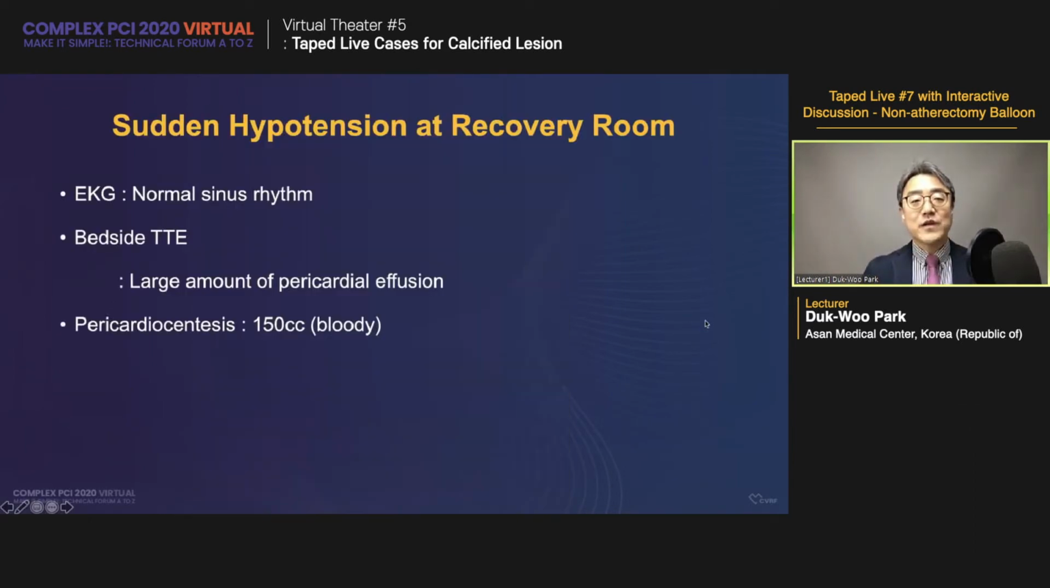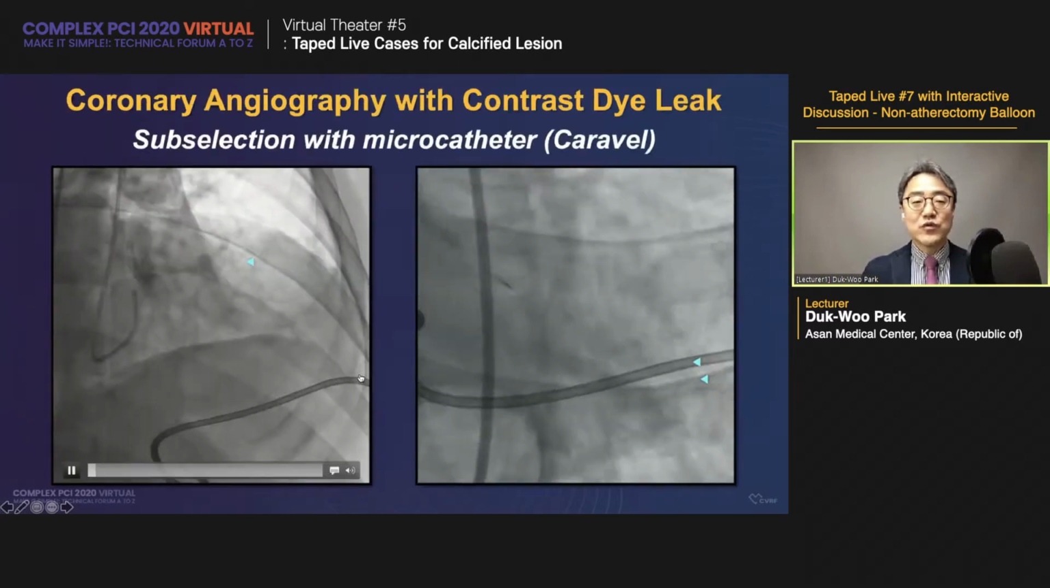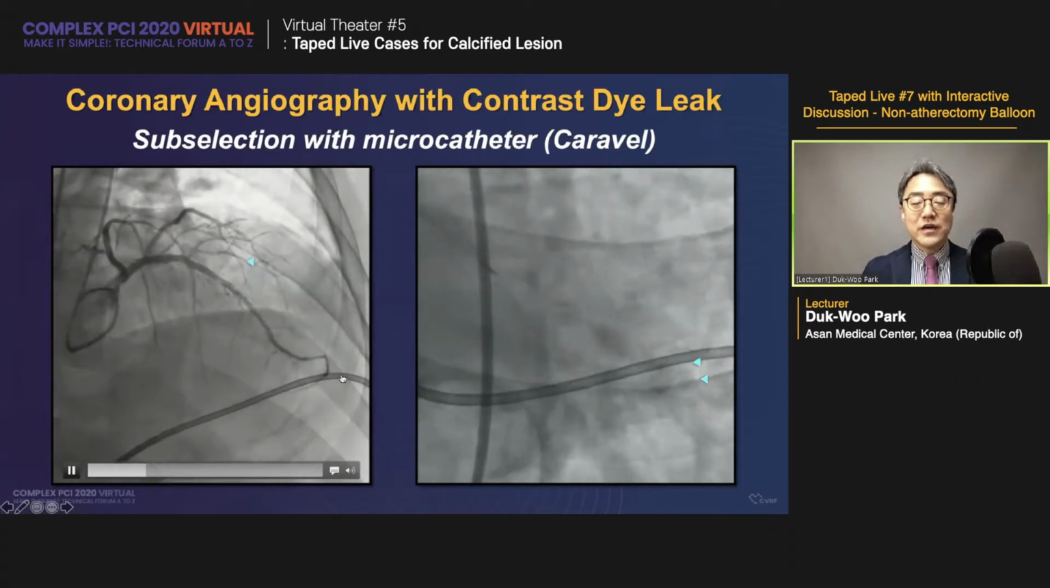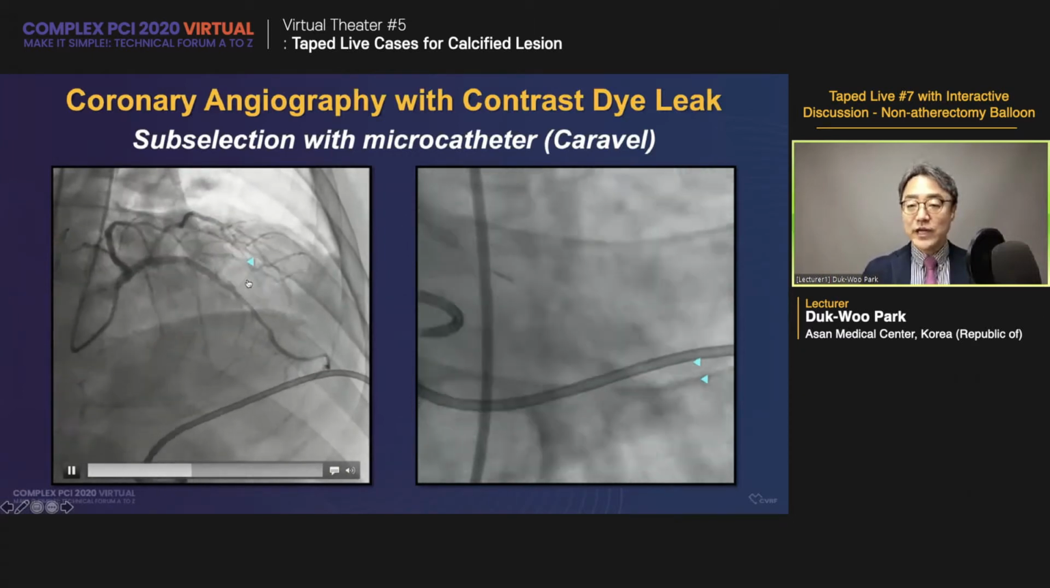After the patient moved to the coronary care unit, there was sudden hypotension, ECG was normal, and bedside TTE found a large amount of pericardial effusion. We performed immediate pericardiocentesis, and then the patient moved directly to coronary angiogram catheterization again.